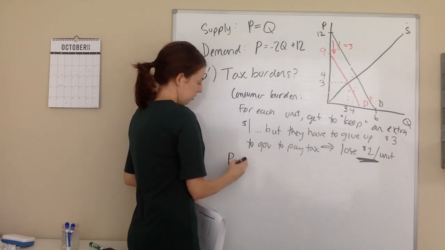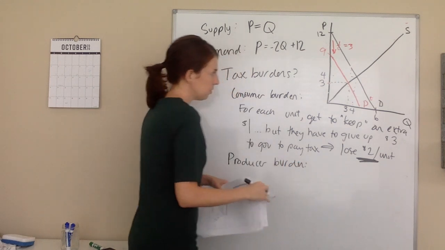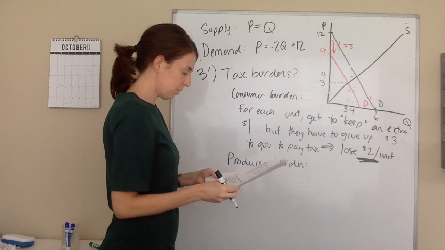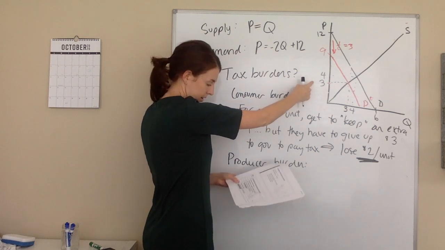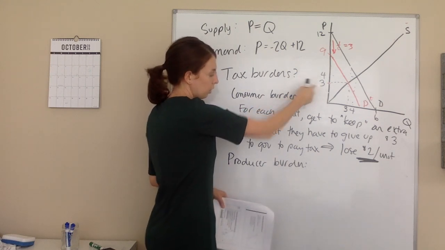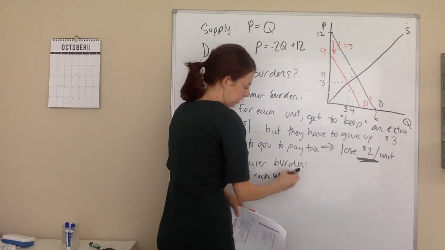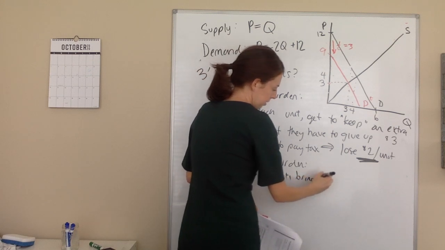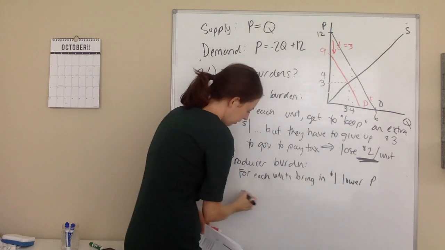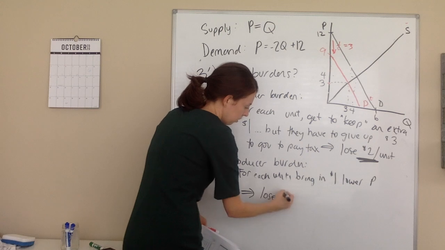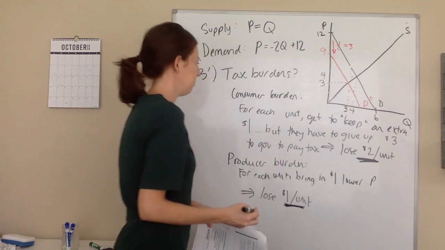Okay, the producer burden is a little bit simpler because the producers are not writing the check to the government for the tax, so all that they care about is the equilibrium price. So for each unit, they bring in a $1 lower price. So they're going to lose $1 per unit. This is the producer tax burden.